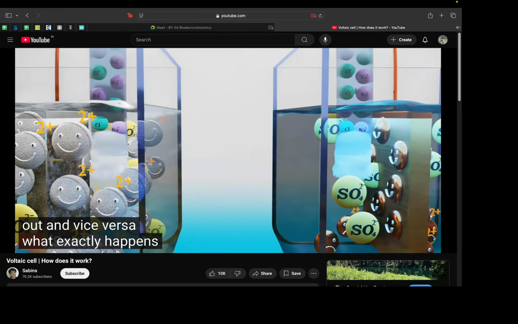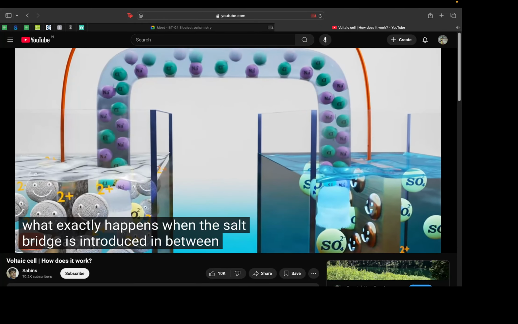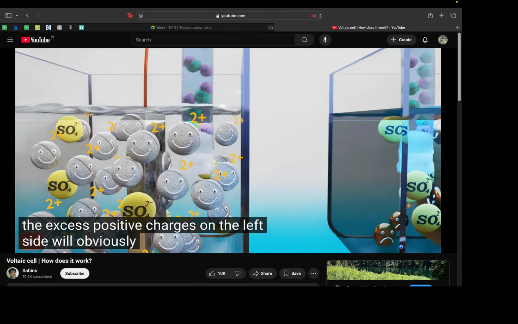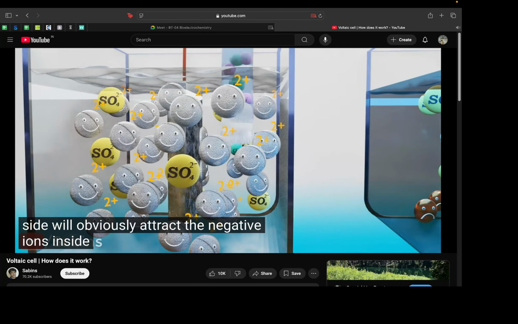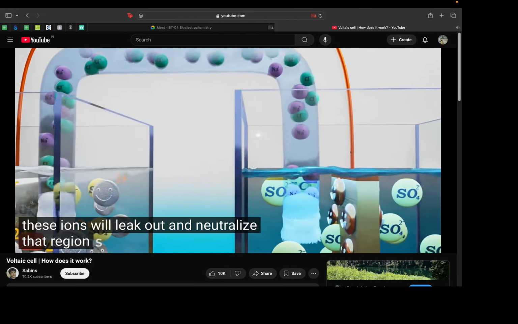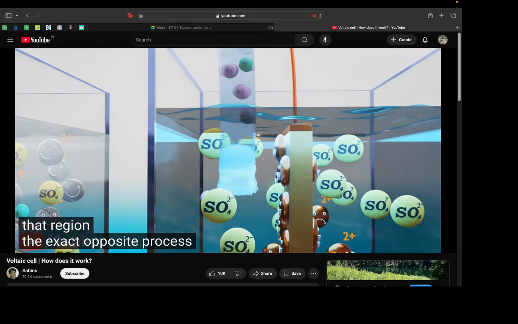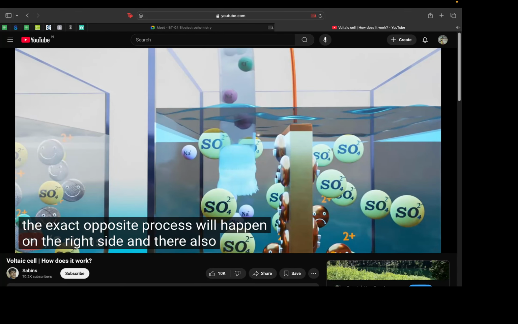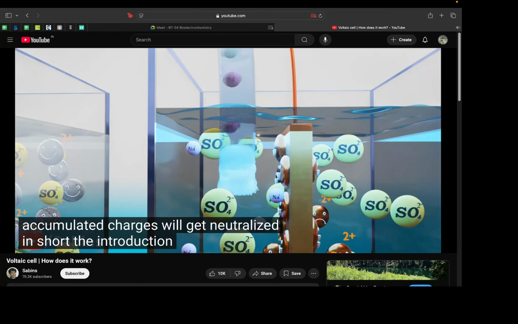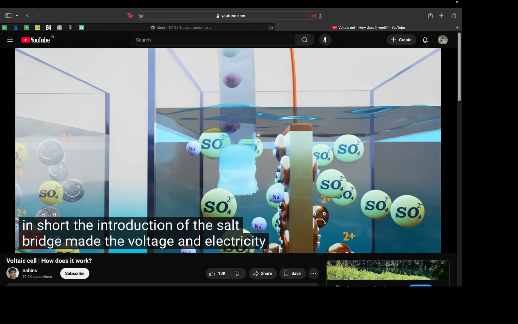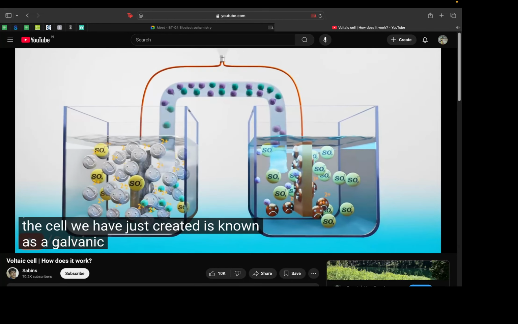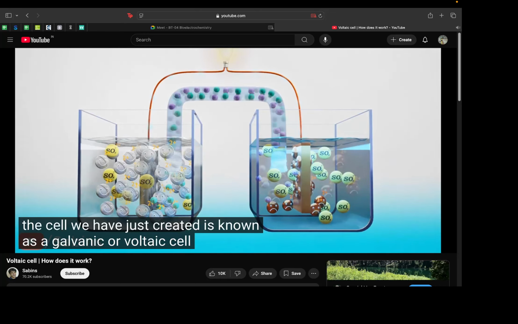What exactly happens when the salt bridge is introduced in between the chambers? The excess positive charges on the left side will obviously attract the negative ions inside the salt bridge. These ions will leak out and neutralize that region. The exact opposite process will happen on the right side, and there also the accumulated charges will get neutralized. In short, the introduction of the salt bridge made the voltage and electricity production sustainable. The cell we have just created is known as a galvanic or voltaic cell.